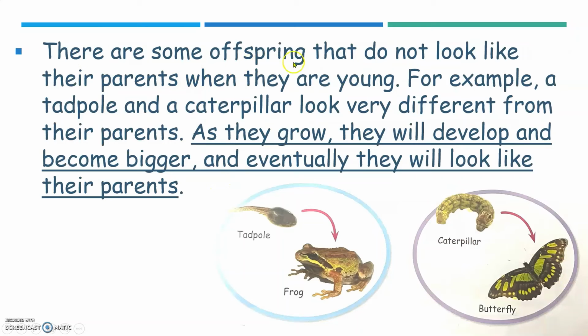There are some offspring that do not look like their parents when they are young. For example, a tadpole and a caterpillar look very different from their parents. As they grow, they will develop and become bigger, and eventually they will look like their parents.